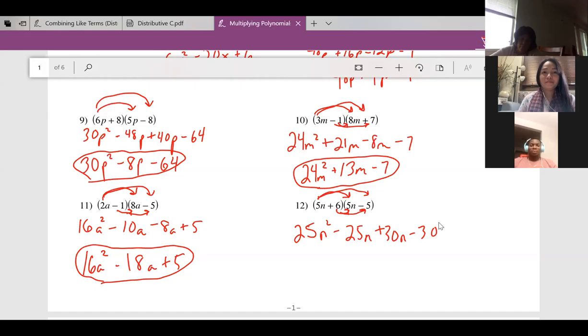Okay, negative 25n and 30n is just going to become 5n. Negative 30 stays the same. And 25n squared stays the same.